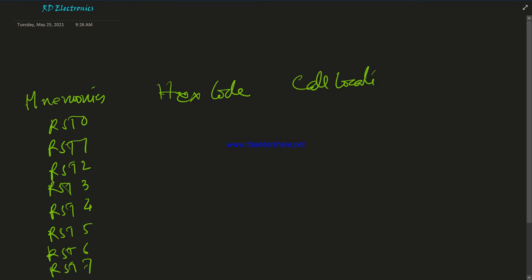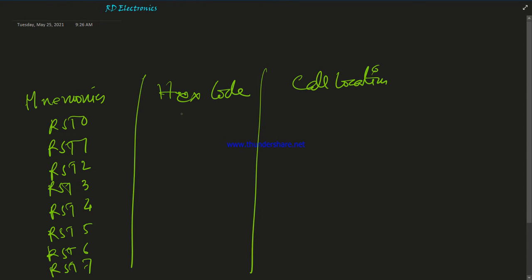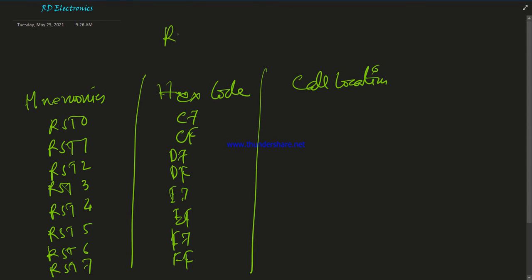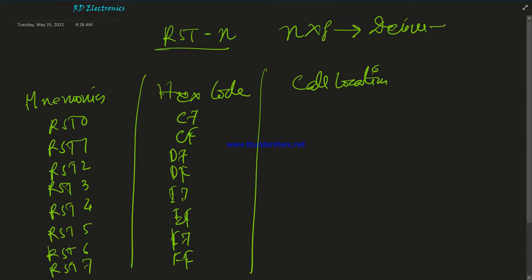There is one formula to determine the call location. The hex codes are C7, CF, then D7, DF, then E7, EF, and the last ones F7, FF. What are the call locations? The general rule is that if the form is RST n, we multiply n by 8, because there are 8 instructions. This is expressed in decimal, and then we convert it to hexadecimal form, and this hexadecimal form is the call location or the memory location.